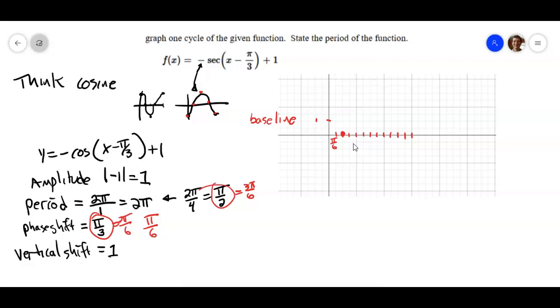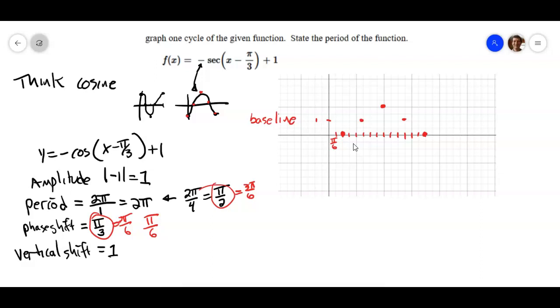The period, 2 pi, is 12 pi sixths. So 1, 2, 3, 4, 5, 6, 7, 8, 9, 10, 11, 12. After a full period, it'll be back to that point. Halfway in between, which would be 1, 2, 3, 4, 5, 6 of them, it's up an amplitude. Then halfway between those, 1, 2, 3, it's a baseline. 1, 2, 3, it's a baseline.